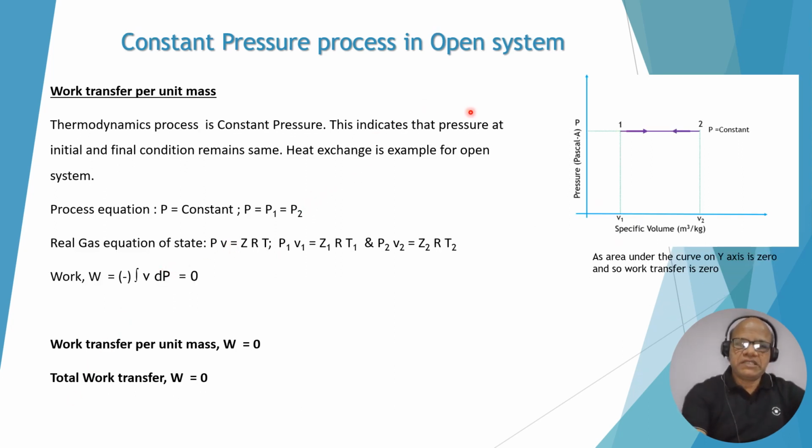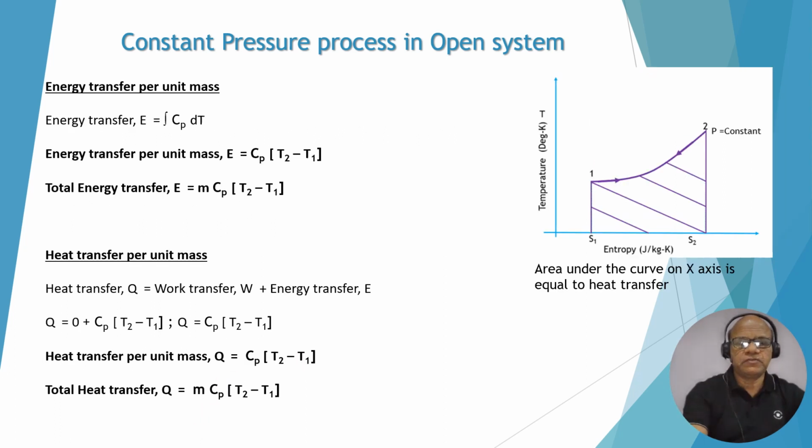Now, open system, constant pressure process in the open system. In the PV diagram you can see, as per open system, the area under the curve is on the y-axis. Here you can see this is 0. That is why work transfer is 0, and this is also true as per using this equation, W is equal to minus V dP. There is no change in P, that is why it's 0. So we can say the work transfer in case of constant pressure in open system is 0. So total mass work transfer is also 0.